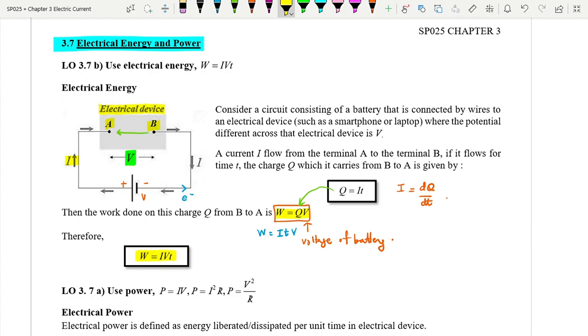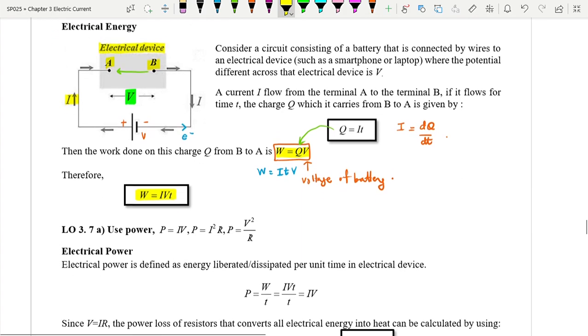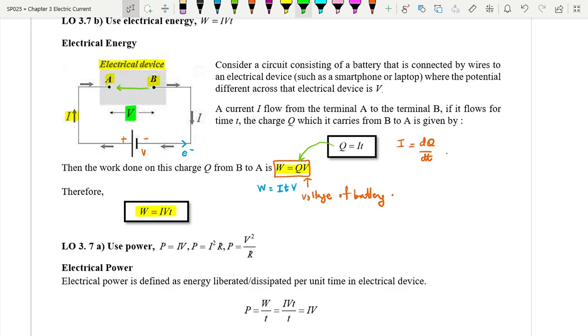Basically the same formula that I've stated here. W equals IVT. This formula is to calculate the work done associated with current flow, which we relate to the charge flow earlier, and the voltage of the battery. In this case the voltage of the battery is also equivalent to the voltage of the electrical device, and also the time taken for the current or charge to flow from point B to point A. So they must relate to one another. That is work done in terms of current and voltage, and also time. That is actually the electrical energy that we want to discuss. As simple as that. So that is energy, which is the work done to move a charge from one point to another point.